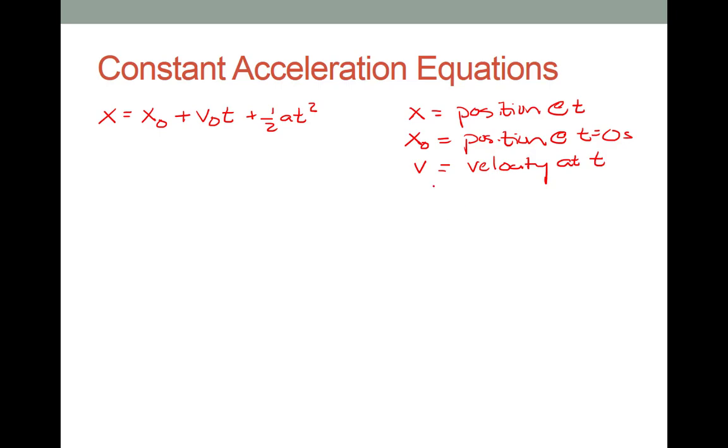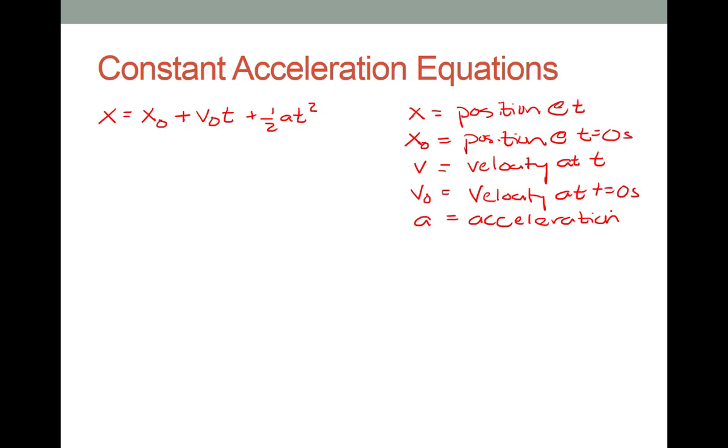And similar to x and x naught, you have v and v naught, where v naught is the velocity at t equals 0. And then lastly, we have the acceleration. Okay, and because the acceleration is constant, this is valid for all times.